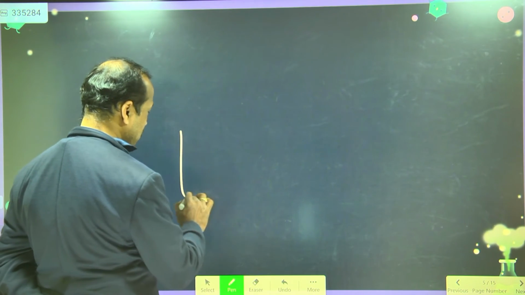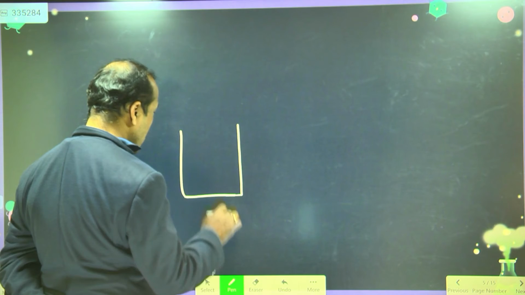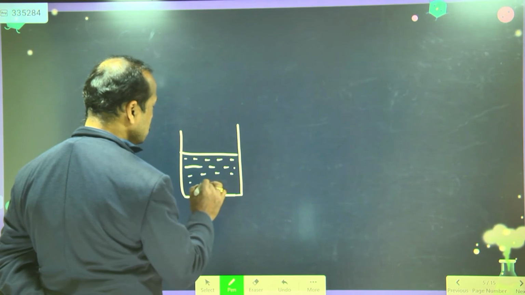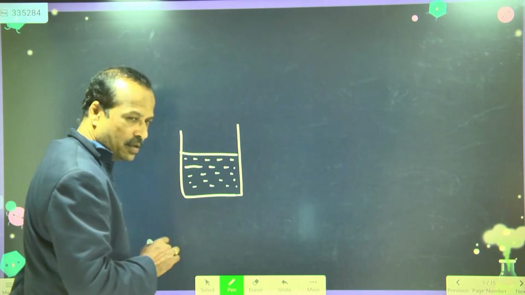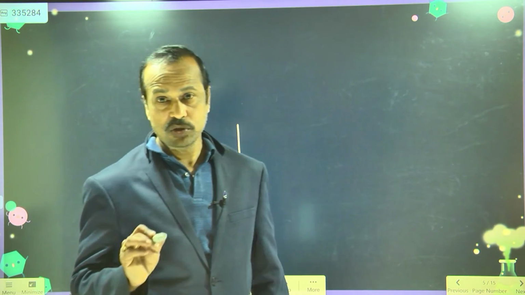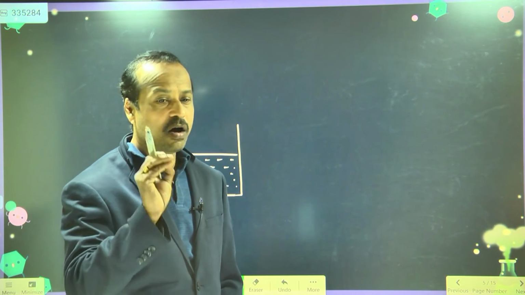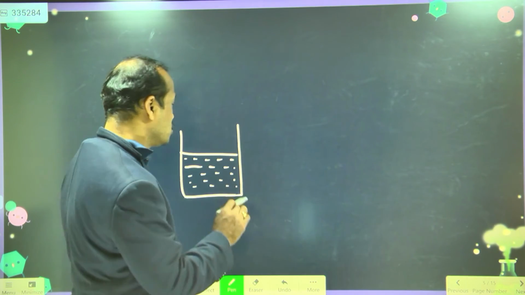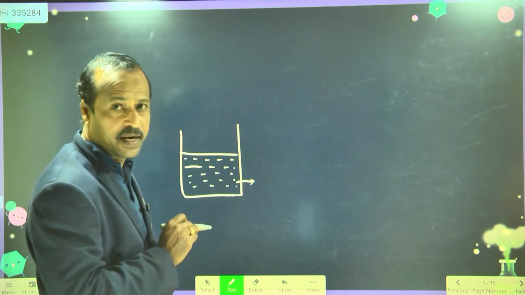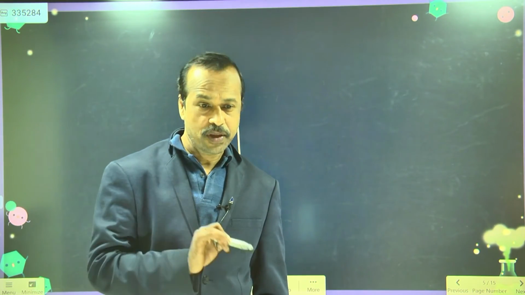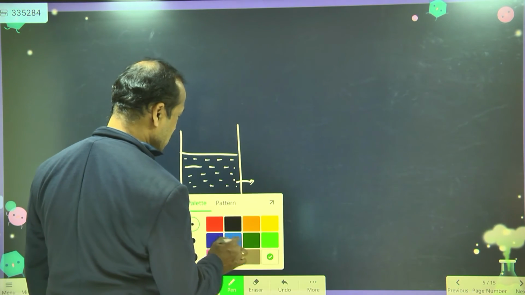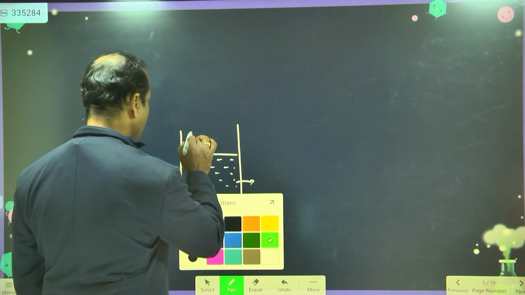If you take one beaker and put some water in it, pure water is actually a bad conductor. Do you know that pure water is a bad conductor? So a small amount of salt, acid, or base should be added. You can add some acid, a small amount, to make it a good conductor. Then we insert two electrodes in it.